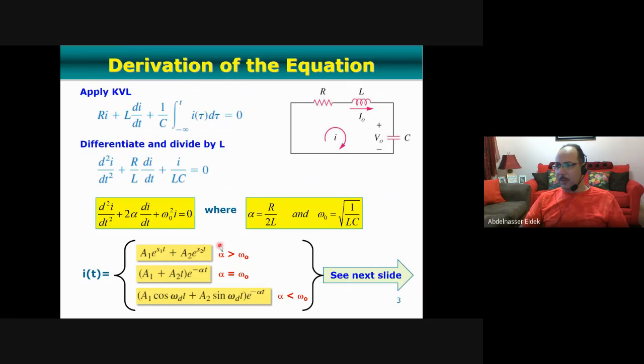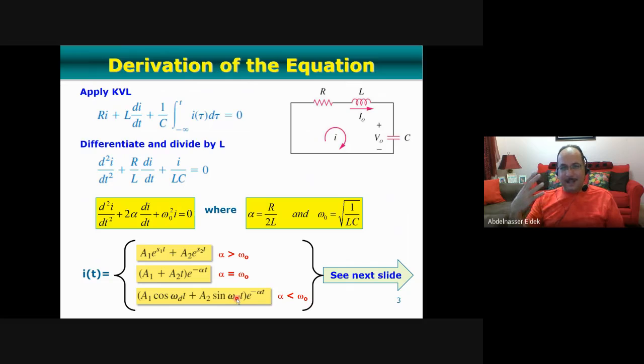If alpha is more than omega, this is the solution for the current. If alpha equal omega, this is the solution for the current. If alpha is less than omega, this is the solution for the current. So as you see here, in all of them, you have two constants, A1 and A2. So of course you need to calculate A1 and A2. How do you find them? Using the initial conditions.